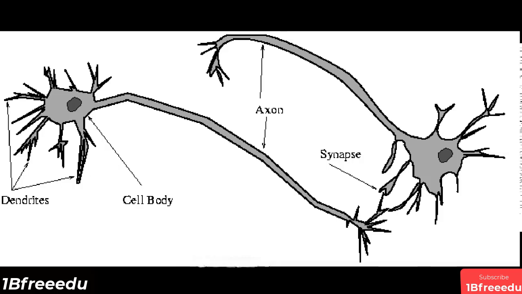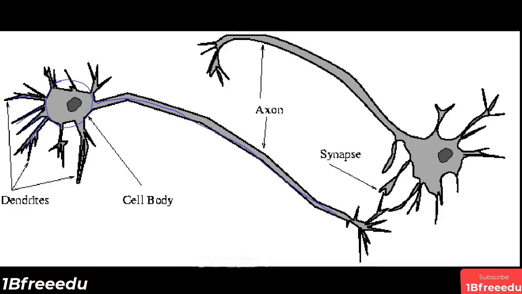So a biological neuron looks like this. It has three main components. This is called the cell body, right? And these lines are called dendrites. And this long tube-like structure is called the axon. So let us see the working of these three main components of the biological neuron.